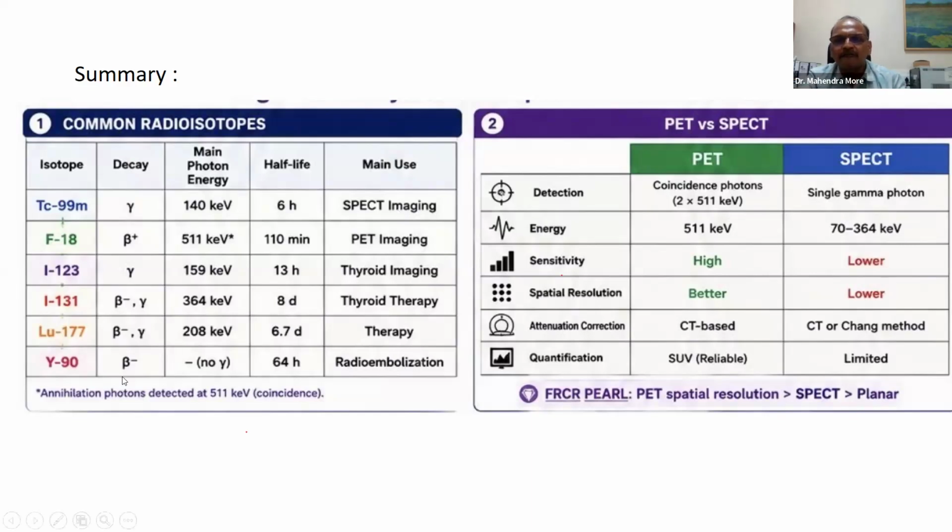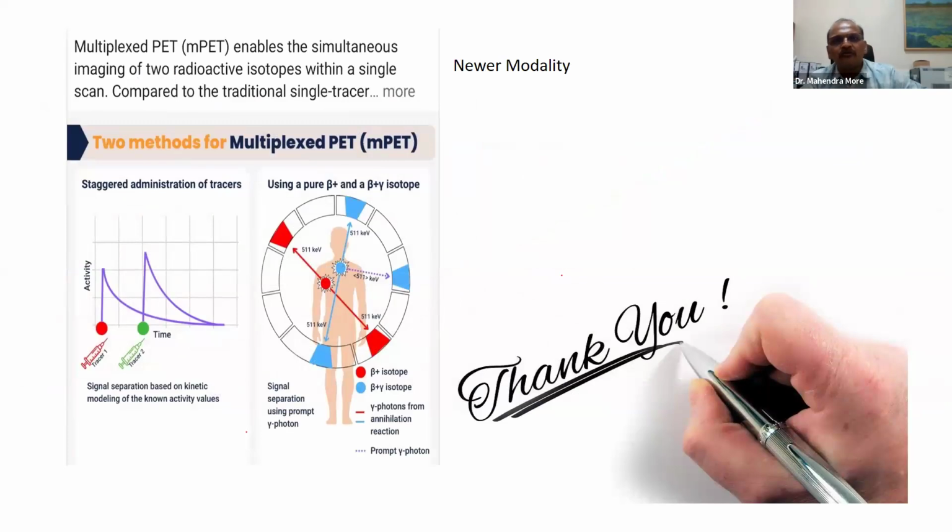And under these SPECT and PET studies, what are the detectors used? What is the energy? That is very important. One should understand those. And there is a newer modality coming up, a PET with two different isotopes. One is FDG that we can inject, and after some time we can inject an isotope with a beta and gamma emitter. Both can be detected by the detection system, and this is called multiplex PET. So MPET is coming in future. We should understand the newer modalities that are coming in nuclear medicine.